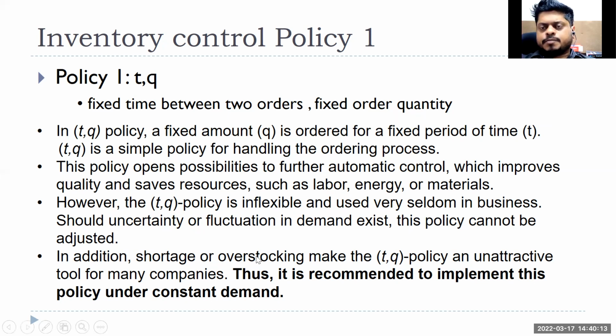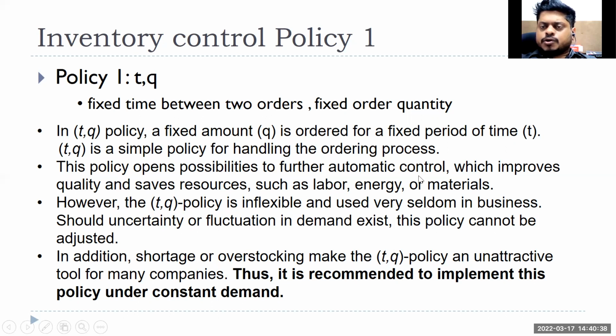So what happens per week? He will be ordering a certain fixed order quantity, and the delivery time, the fixed time between two orders, right? If I put this order, let's say tomorrow or today evening, Thursday, the order will reach me by Saturday or Sunday. Next Thursday evening, again I'll be putting that order. So that is the fixed time between two orders, then fixed order quantity, right?